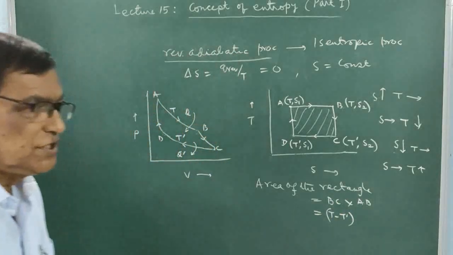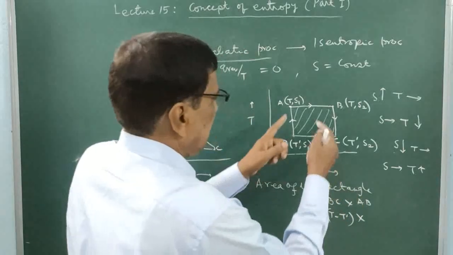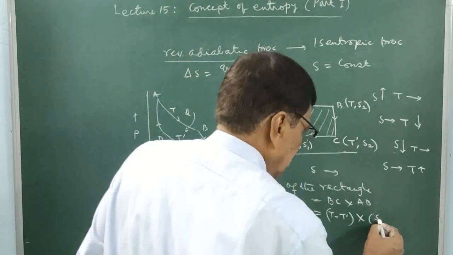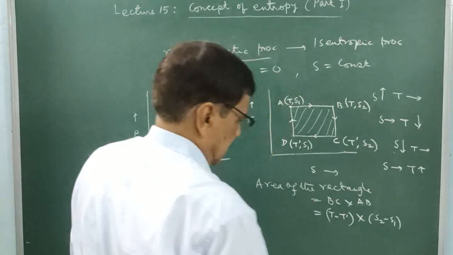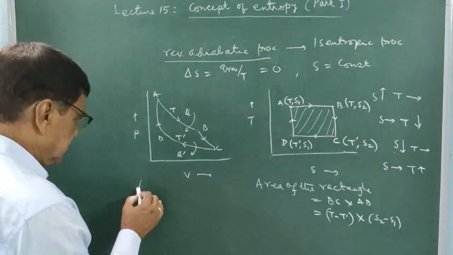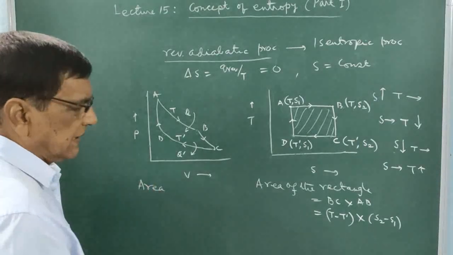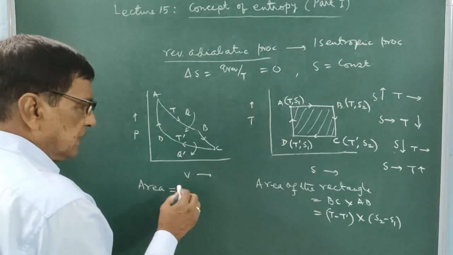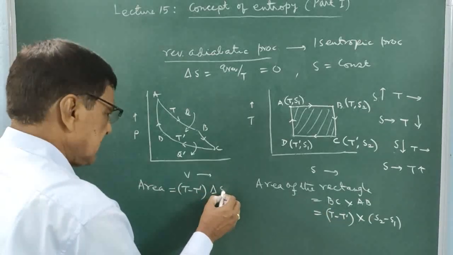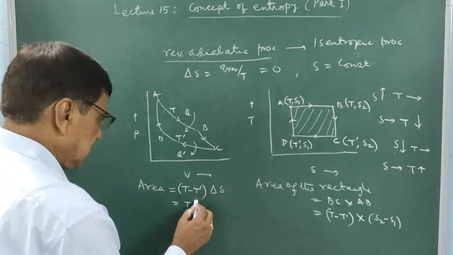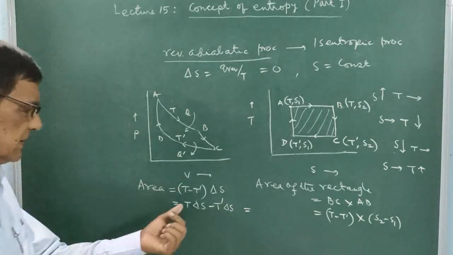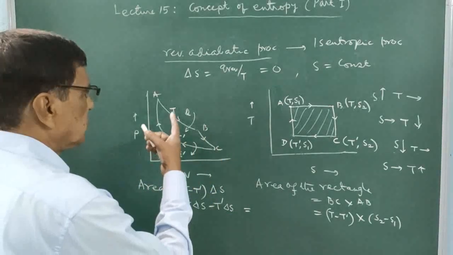It is the value of this BC. And this AB, here temperature remains the same, here S2, here S1. So this AB will be equal to S2 minus S1. So this area, I can say the area of this enclosed curve, is equal to T minus T dashed into del S. And this is equal to T del S minus T dashed del S, and this one, T del S, is equal to Q.